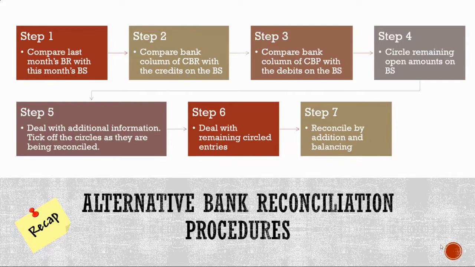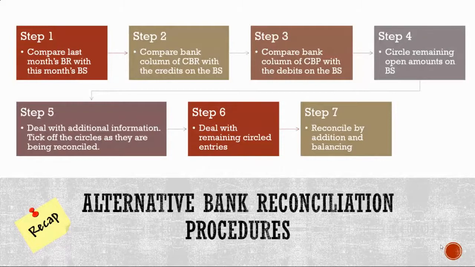Okay, so step 2 and 3 is where we now compare your bank statement to either your cash book receipts or your cash book payments, and we apply the same principle. If they appear on both the bank statement and the cash book receipts or cash book payments, we'll tick them off. If they only appear on one of the two, you circle them. Then once we've circled those items, which talks about step 4, then we go to the additional information to see what information they provide about those items.